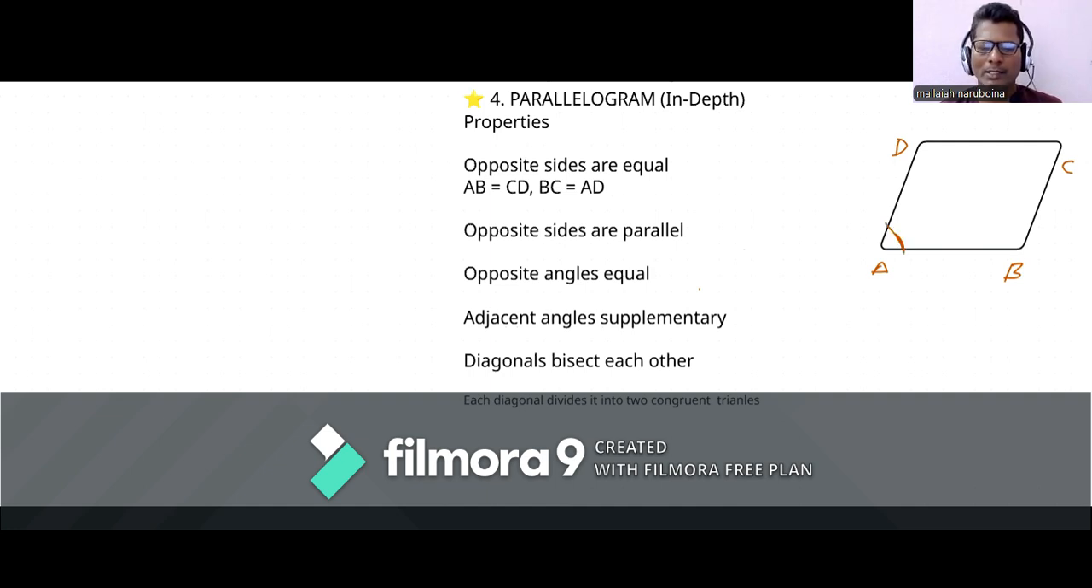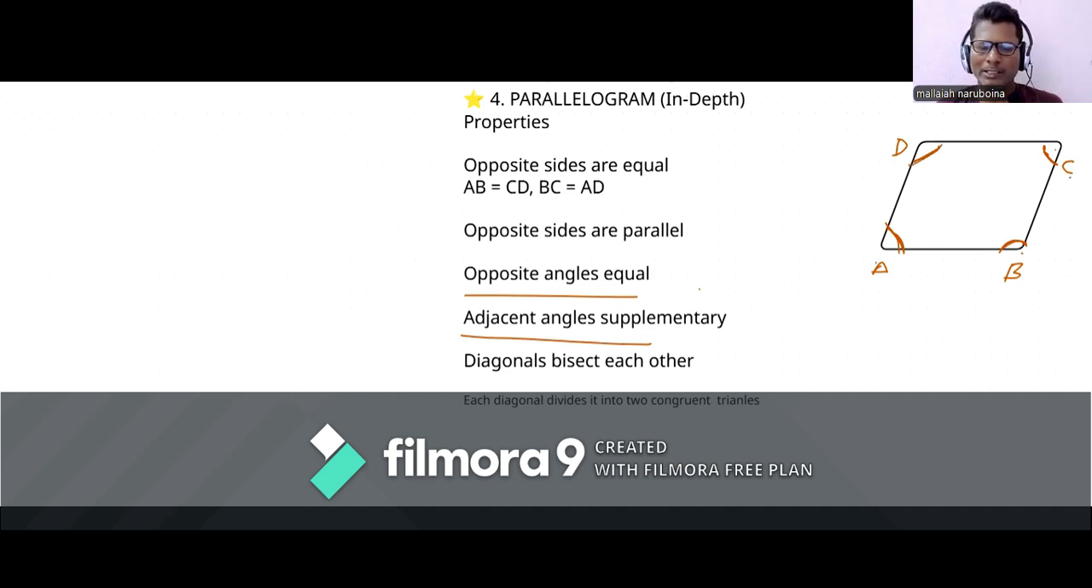Then adjacent angles are supplementary. See, this A and B are adjacent angles. Angle A plus angle B is equal to 180 degrees. Similarly, angle B plus angle C is 180 degrees, angle C plus angle D is 180 degrees, and angle D plus angle A is 180 degrees. These are supplementary adjacent angles.